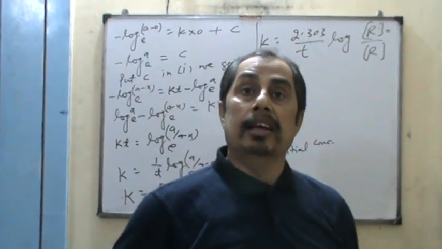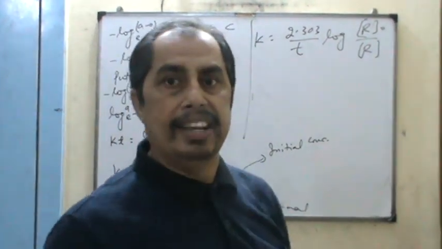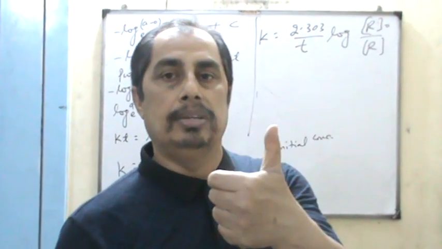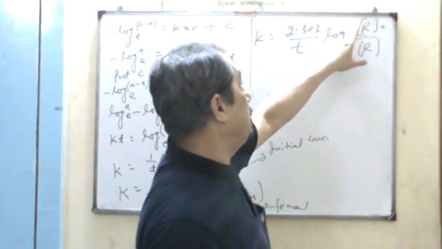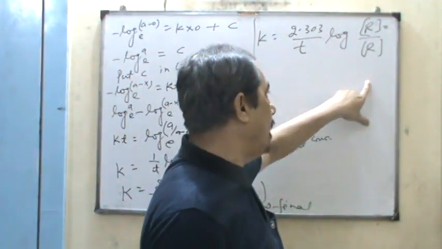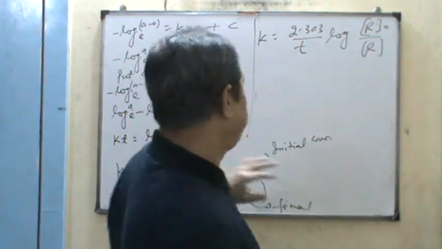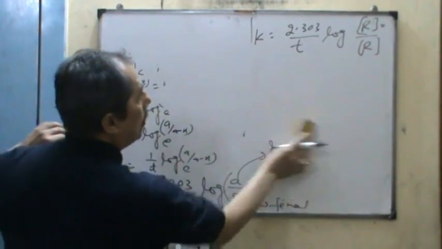Let us assume one reaction. Disintegration reactions, nuclear reactions, follow first order kinetics. If any substance decomposes to 1 upon 16 of its initial value, then calculate the rate constant. So let R naught be taken as 1 and then it becomes 1 upon 16. So 1 by 1 by 16 will be log 16.